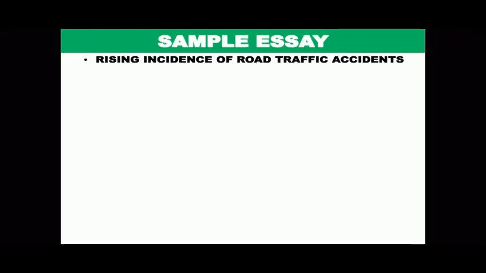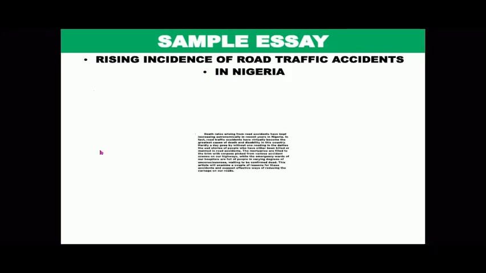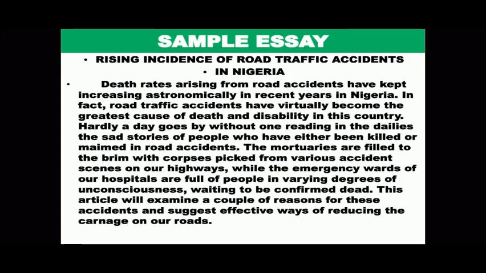Now, this is the sample essay. Here, I want to walk you through the sample essay and show you how this can be done. Now, we are beginning with the topic, rising incidence of road traffic accidents in Nigeria. And this is the way you can present your title on the top center of your writing or answer sheet. After that comes paragraph 1, where you introduce the subject for discussion. And you can start this with the hook or the opening statement. Now, here is how we can do it.